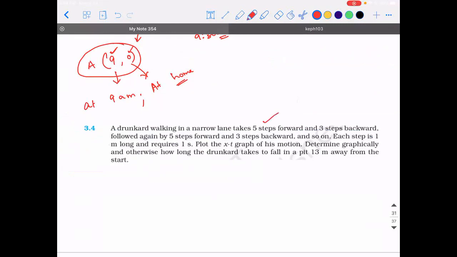A drunkard takes 5 steps forward and 3 steps backward, followed again by 5 steps forward and 3 steps backward, and so on. Each step is 1 meter long and requires 1 second. Plot the displacement time graph of his motion, and determine graphically and otherwise how long the drunkard takes to fall in a pit 13 meters away from the start.